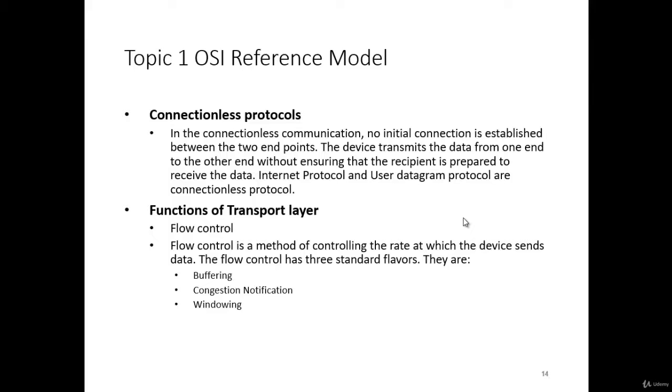Function of transport layer. Flow control. Flow control is a method of controlling the rate at which the device sends data. The flow control has three standard flavors. They are buffering, congestion notification, and windowing.